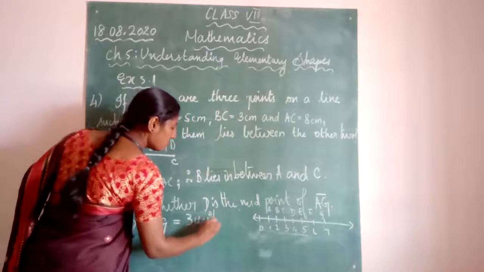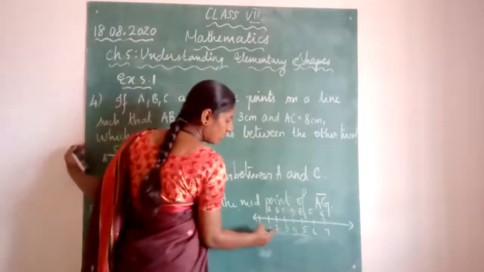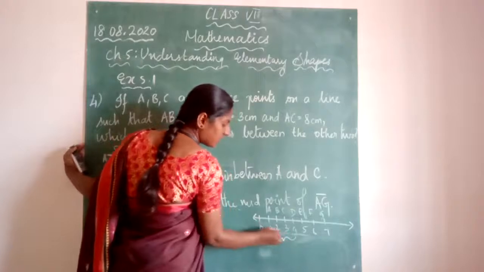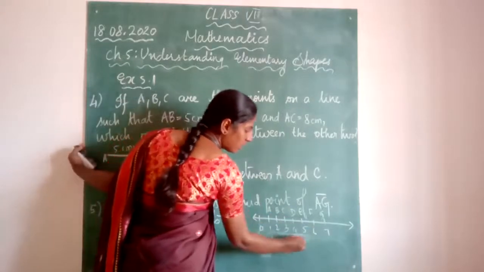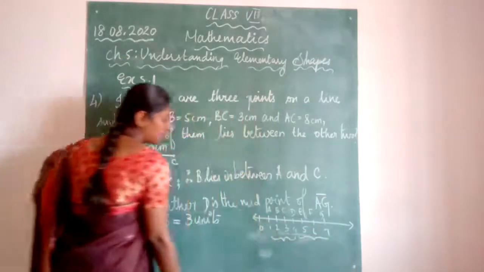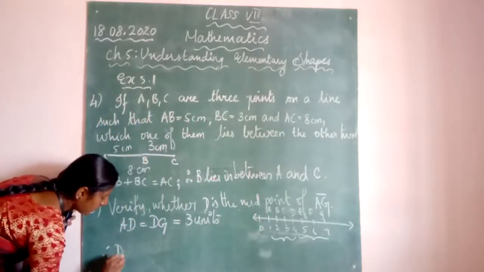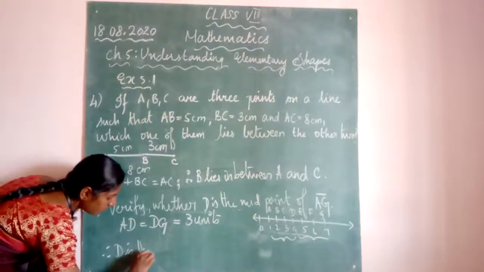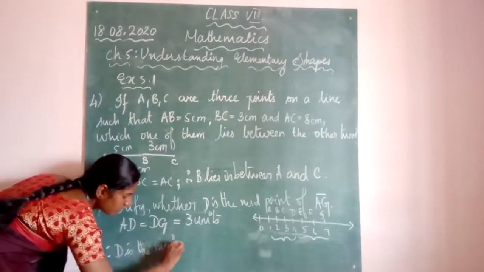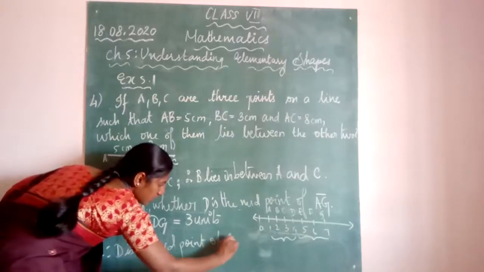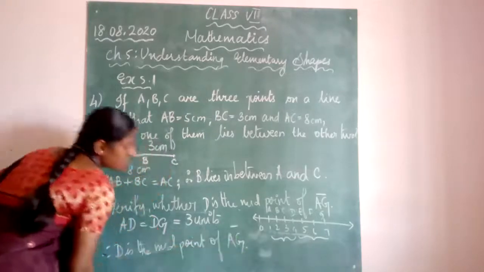Yes or no? Can you see here? 1, 2, 3, 4. So what is the measurement actually here? It is 3 units. And after this also you have 1, 2, 3 units. Okay. So both are equal. So therefore you can say D is the midpoint of AG. That's all. Is it clear?